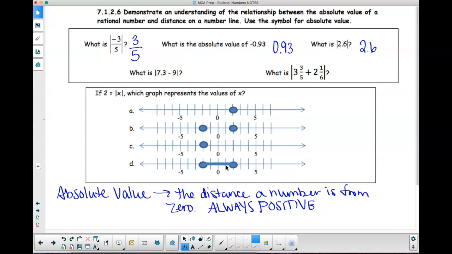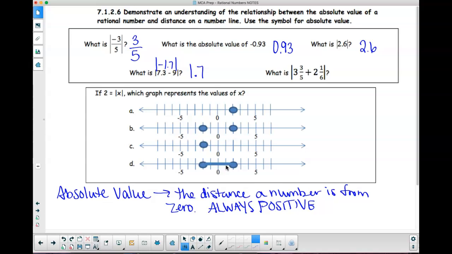Now, sometimes you're going to be asked to do some math first. So, what is the absolute value of 7.3 minus 9? We have to do 7.3 minus 9 first. We can use our calculator to do that. 7.3 minus 9 is negative 1.7. Now, I want to know the absolute value of negative 1.7. Izzy? 1.7. Because absolute value is always positive.